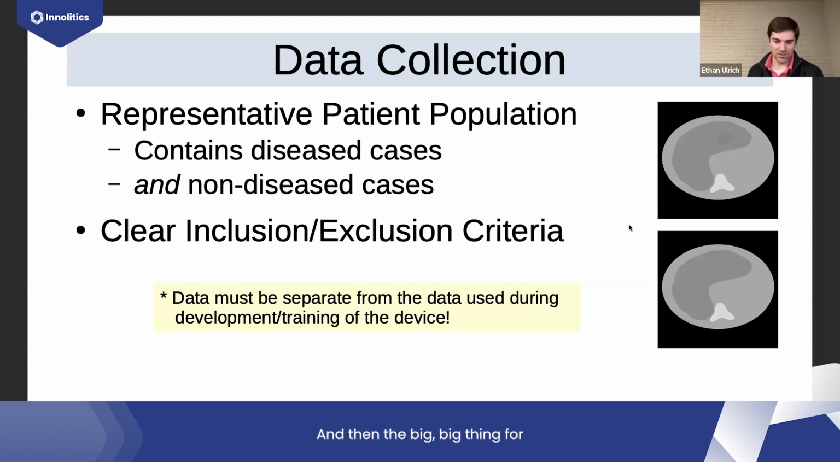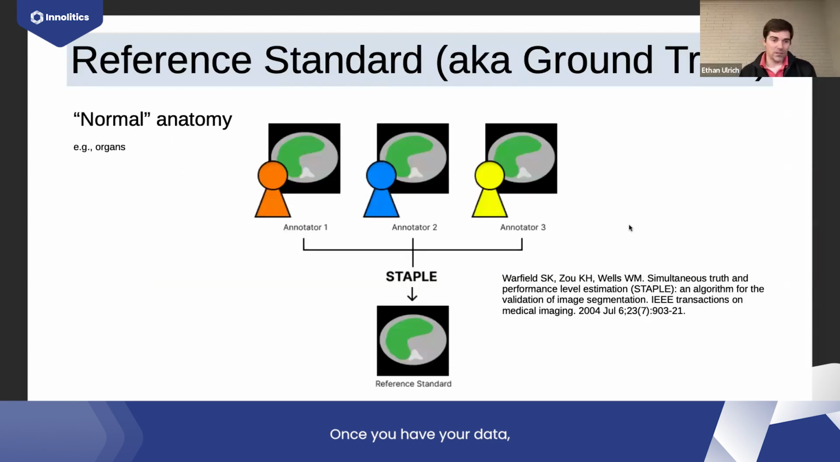And then, yeah, a big thing for CADe devices is you must separate this data from any of the data that was part of your development or training of the device. Definitely for something like a machine learning based device, it cannot be associated with the training data. It's got to be completely separate.